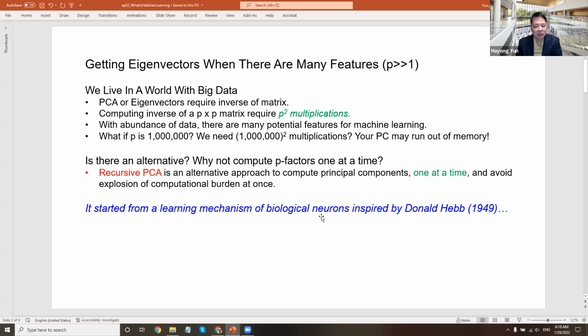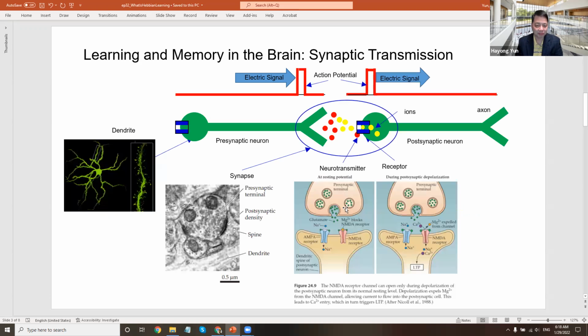And this whole story started with a Canadian psychologist, Donald Hebb. He thought about how biological neurons work. Let's spend two slides here. First, how does learning happen in our brain? Just a quick crash course on that.